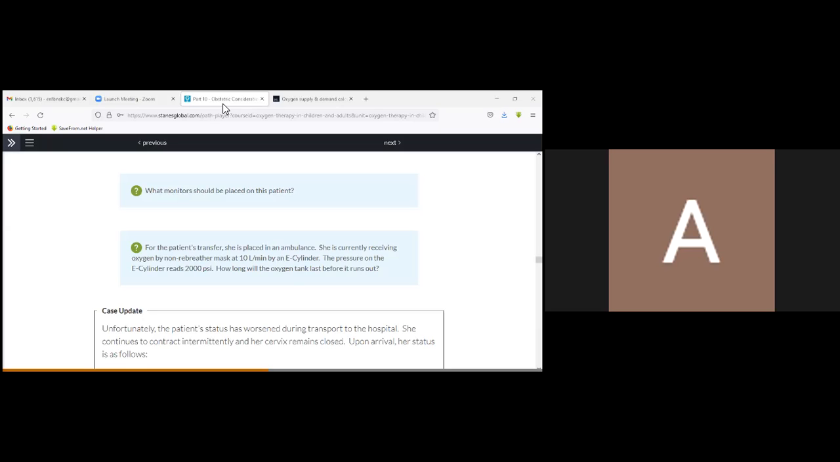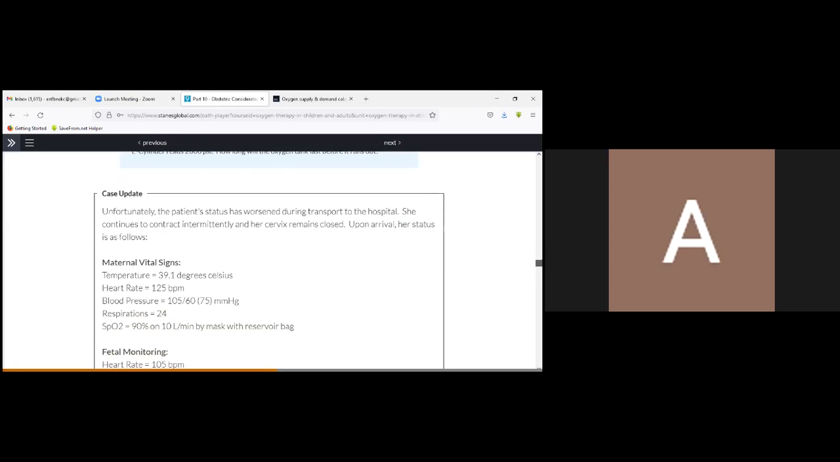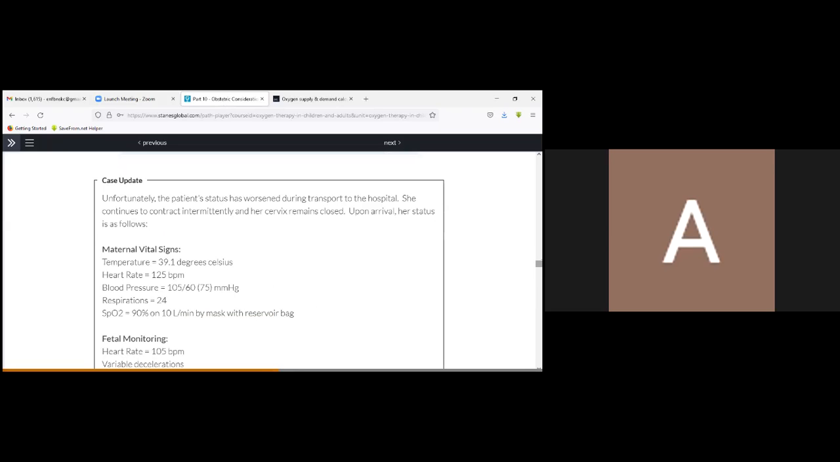Okay, so let's move to the case update. Unfortunately, the patient status has worsened during transport to the hospital. She continues to contract intermittently and her cervix remains closed. Upon arrival, her status is as follows. Maternal vital signs: temperature has gone up to 39.1 degrees Celsius. Heart rate 125 beats per minute. Blood pressure 105/60 with a mean arterial pressure of 75. Respiration has increased from 18 to 24.